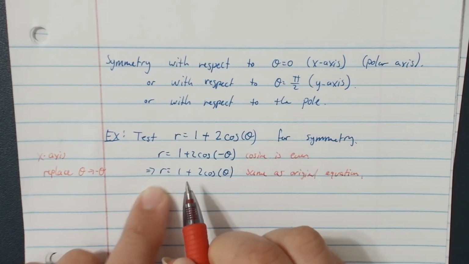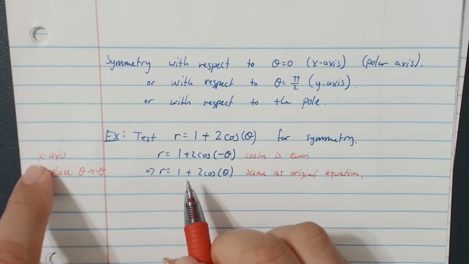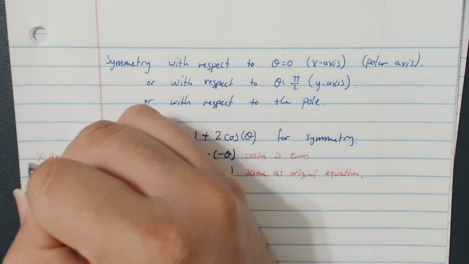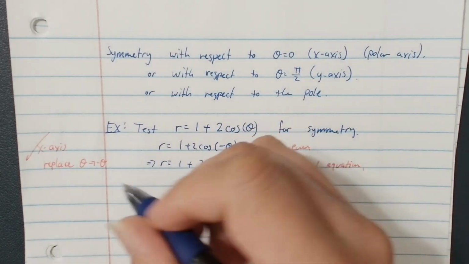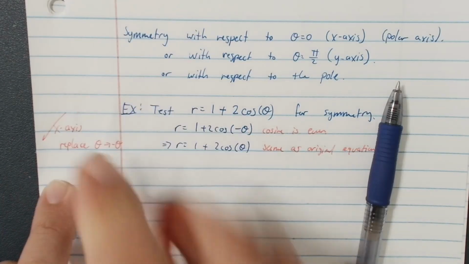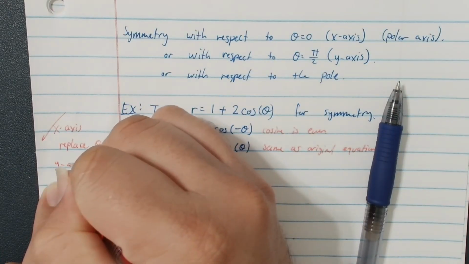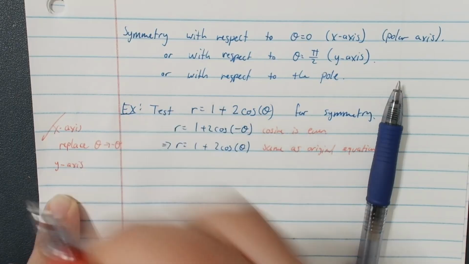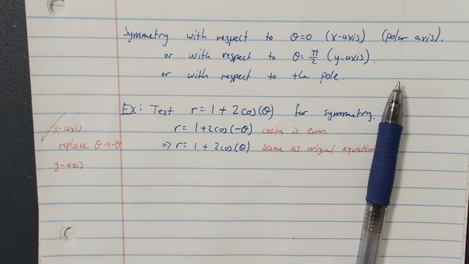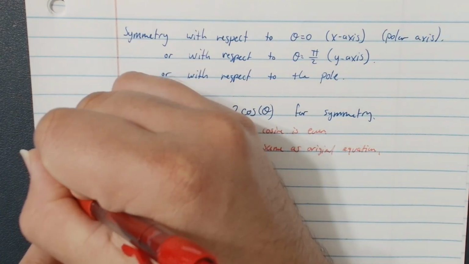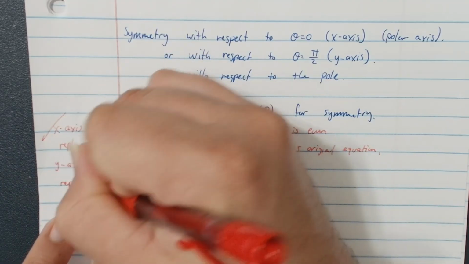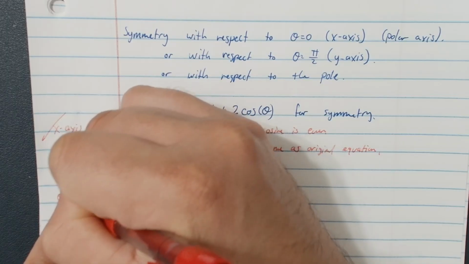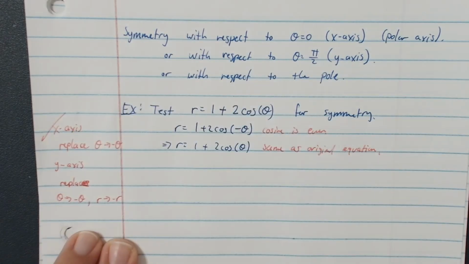What that means is that you have an equation whose graph will exhibit this kind of symmetry. So yes, we will have symmetry with respect to the x-axis. Now let's try the next one. Let's try the y-axis. We're still using the same equation. In order to test for symmetry with respect to the y-axis, we're going to replace both theta and r with their negatives. So we're going to replace theta with negative theta, and we're going to replace r with negative r. And we'll see what happens.